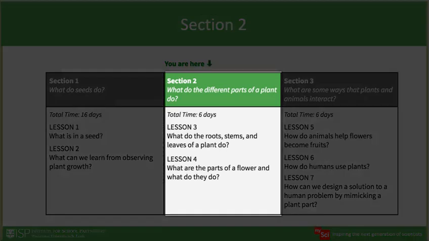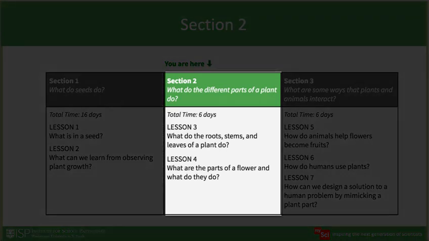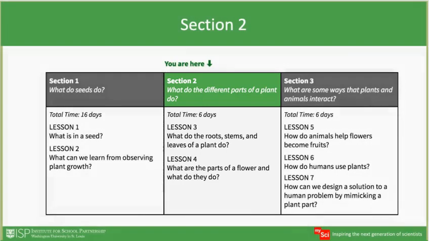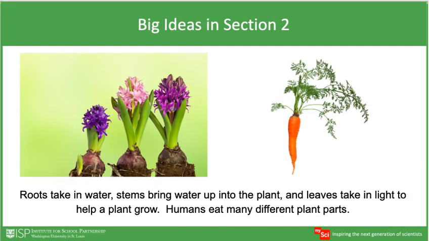Section 2 asks students to consider what the different parts of a flowering plant are and what they do for the plant. This section will take about 6 days. In Section 2, students dig up plants around their schoolyard, record observations, and read books to figure out that plants have different parts that have specific jobs to get the plant what it needs to survive. Humans can use parts of some plants for food.